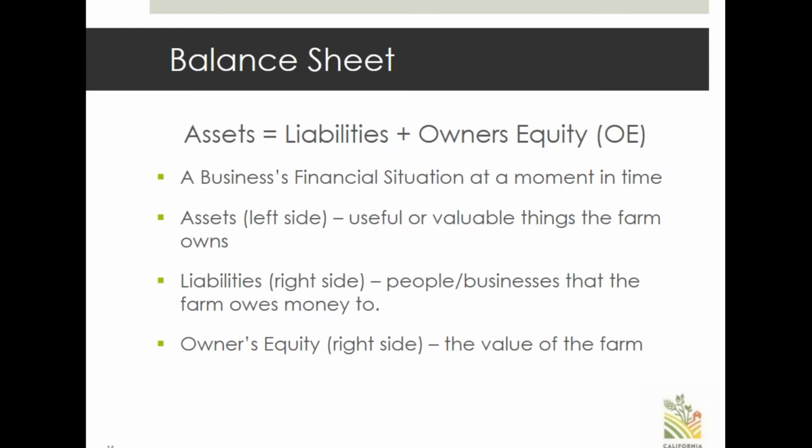So to remind you, a balance sheet is a business's financial situation at one moment in time. It's financial health, basically. And the asset side is the left side, and that's any useful or valuable things the farm owns. That includes cash, that includes tractors and other equipment you might have, accounts receivable, which is, as I mentioned, when you have, for example, sold vegetables to a grocery store and they haven't paid you yet. Well, you expect they're going to pay you.